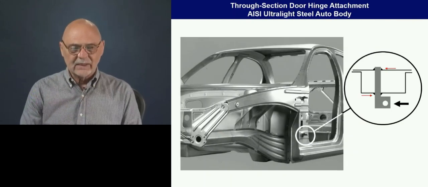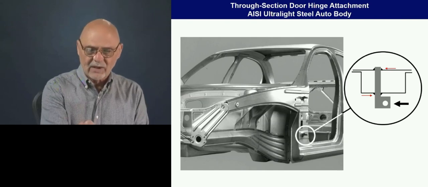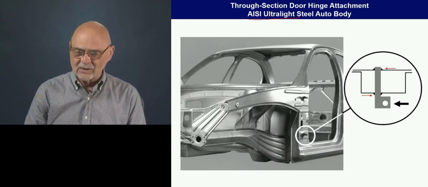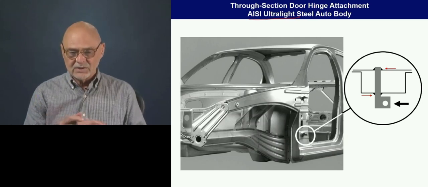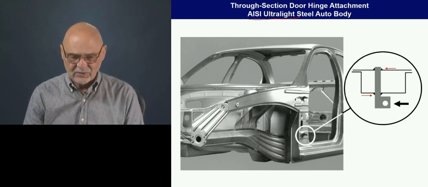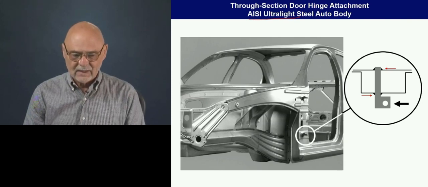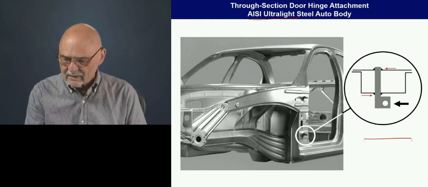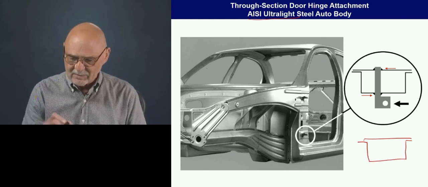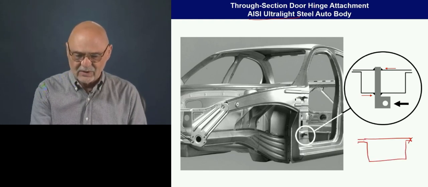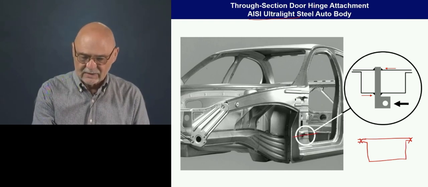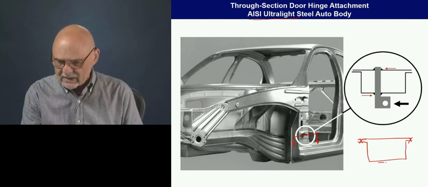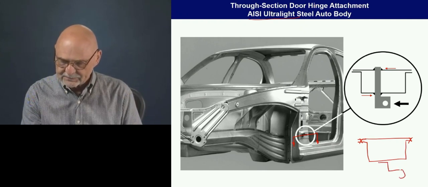So here's one other example. This is from an experimental car. This was the ultralight steel auto body design, and we're looking at the hinge attachments for this particular car. When we have a normal type hinge, here's the hinge pillar itself, so we're looking at a section like this. The attachment of the hinge can look like this.